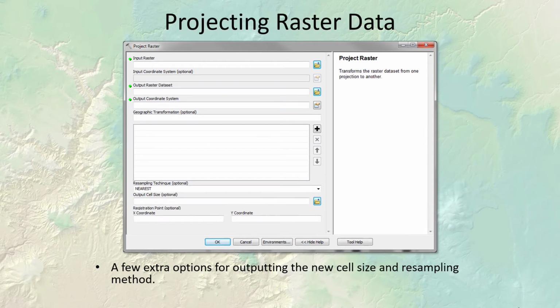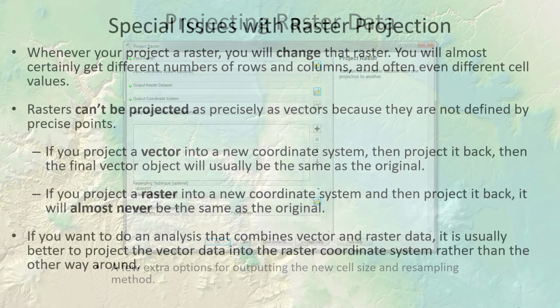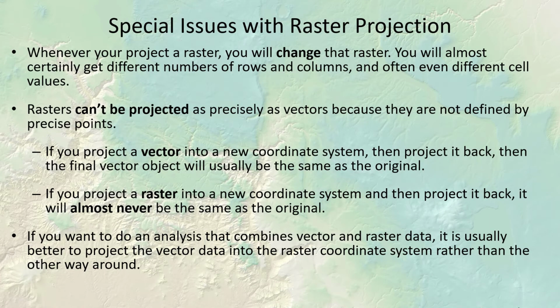Now, raster data. The tool to project raster data looks a lot the same, but there's an option at the bottom for resampling technique, and this is important. First off, remember there's special things about raster data. Whenever you project a raster, you are going to change that raster. The raster will not be the same. You're probably going to get different numbers of rows and columns. You're probably going to get different cell values in each cell.